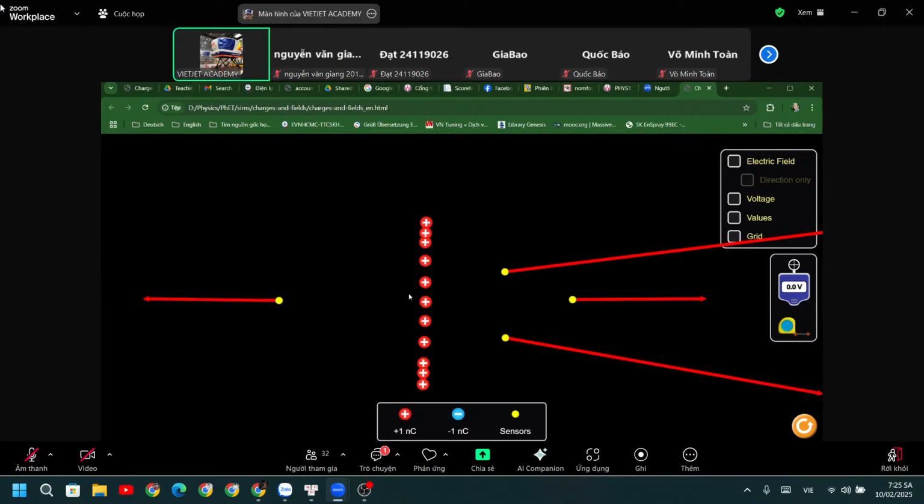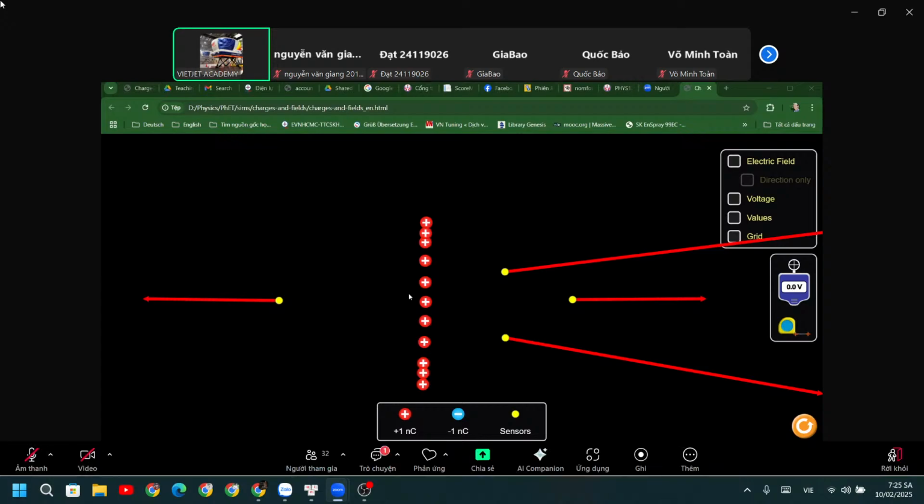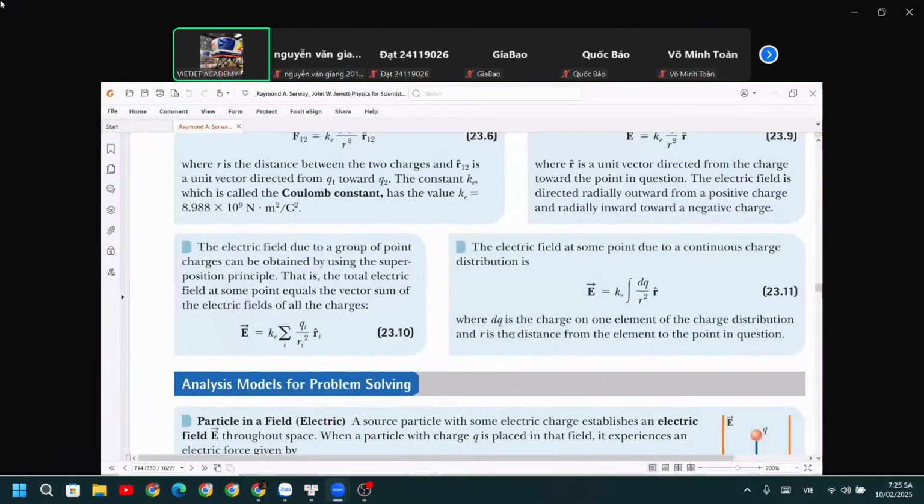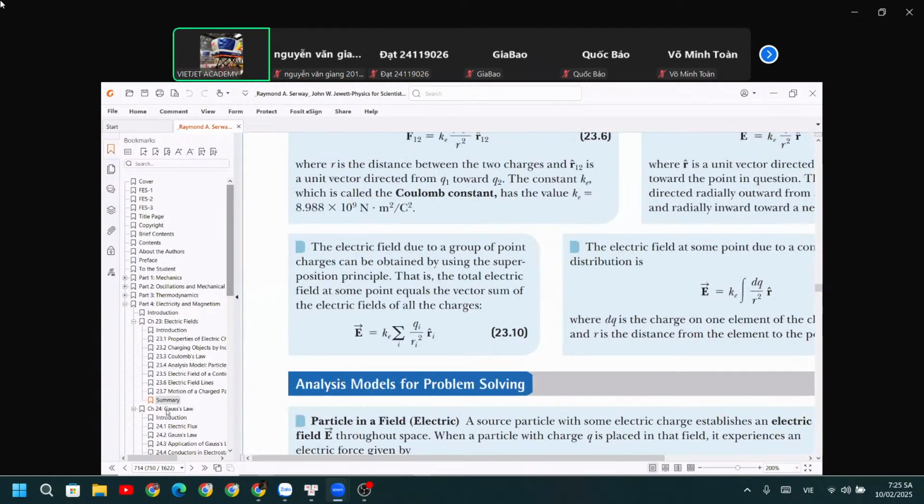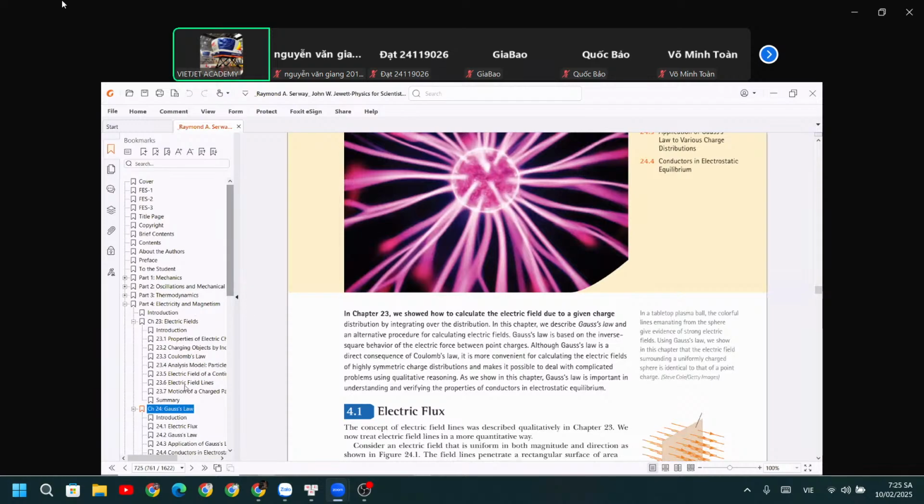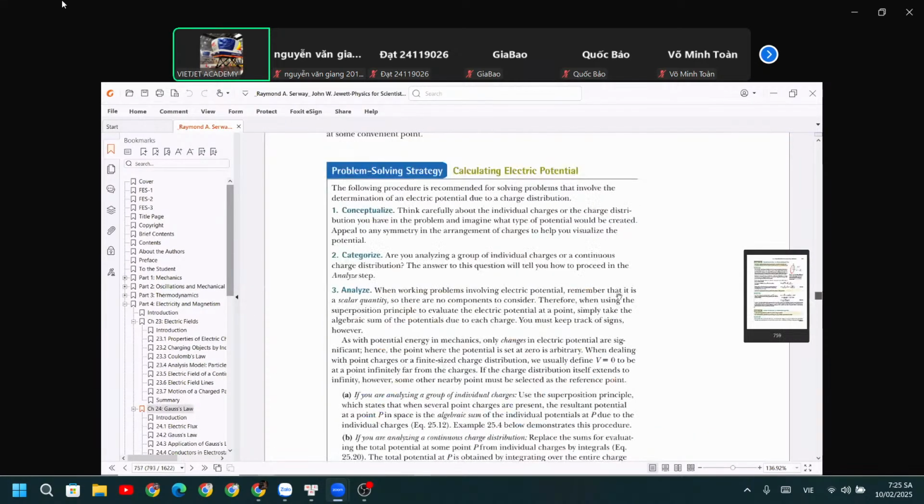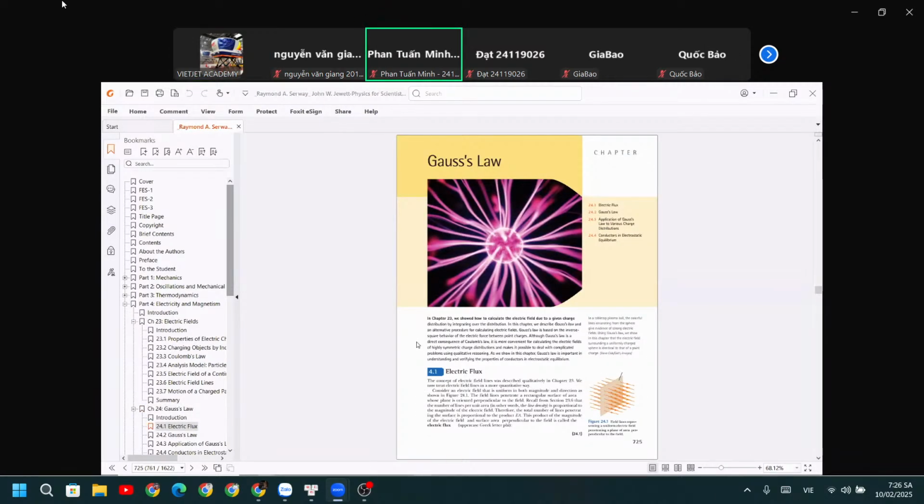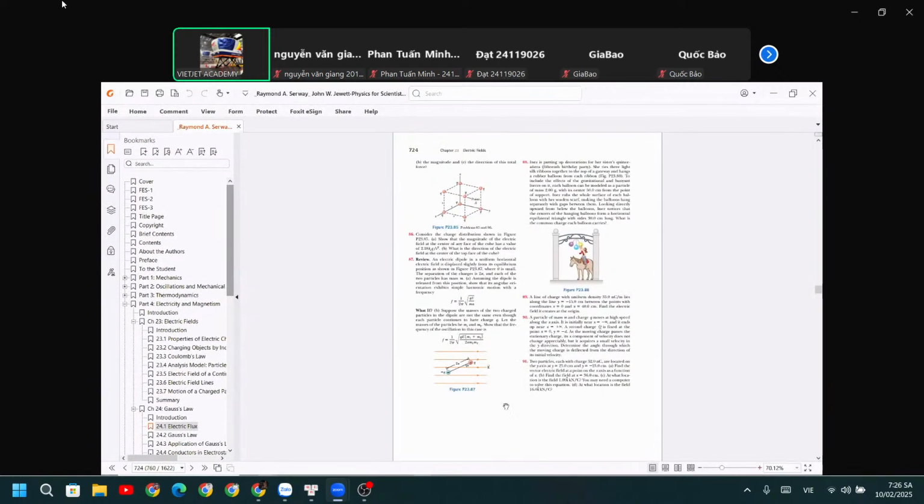If you want to apply Gauss's law, then we have some new definitions. First of all, we have the electric flux. Can you see the screen now? Yes. Thank you. I enlarged it a little bit.